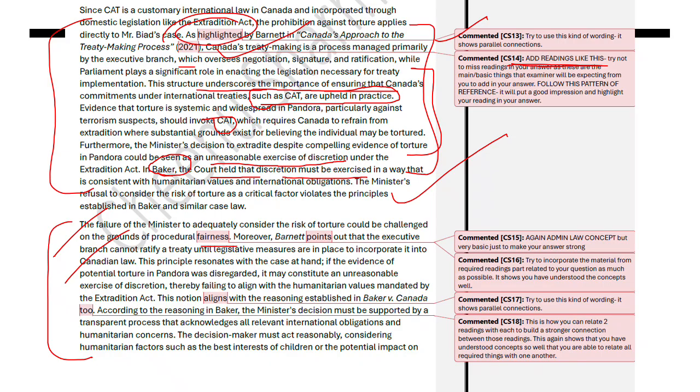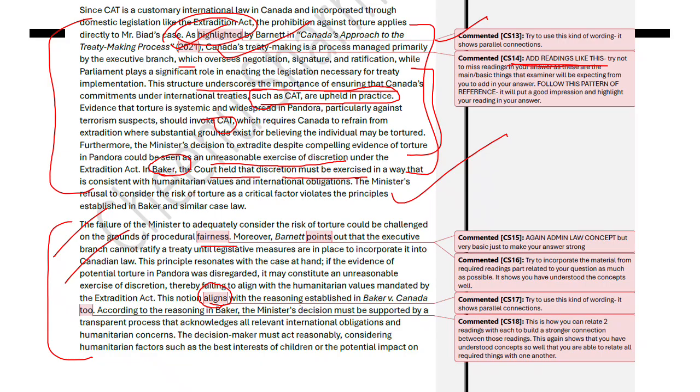Moreover, Barnett, this reading points out that the executive branch cannot ratify a treaty until legislative measures are in place to incorporate it into Canadian law. So try to incorporate the material from the required reading part related to your question as much as possible. It definitely clearly shows you have understood the concept well. Then, this notion aligns. See, I'm making a parallel connection. So use these kinds of words.